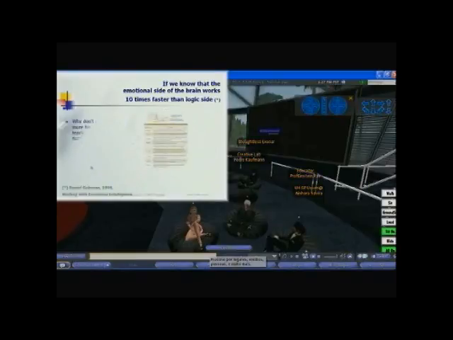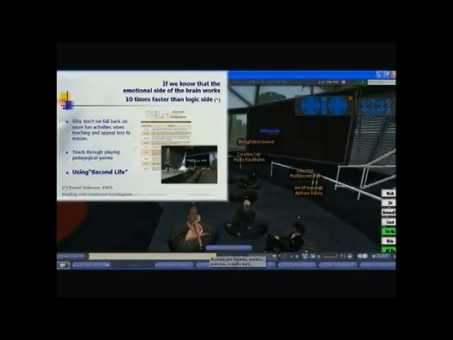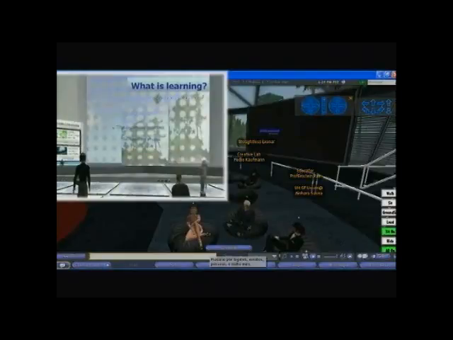So if we know that the brain is much faster on learning using emotions, Second Life is quite a good tool to support and help our learners to make a better learning.